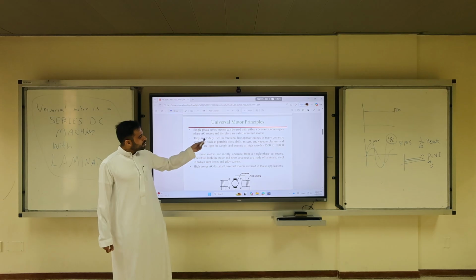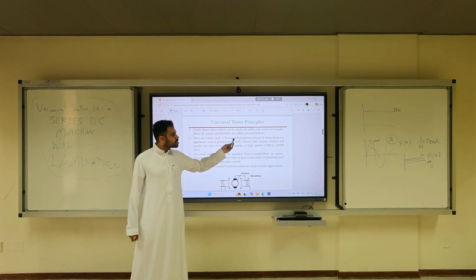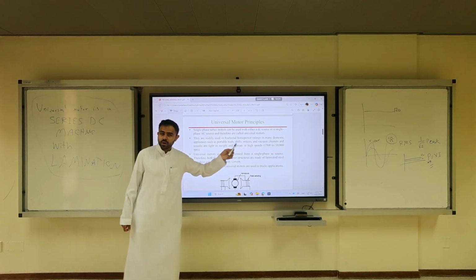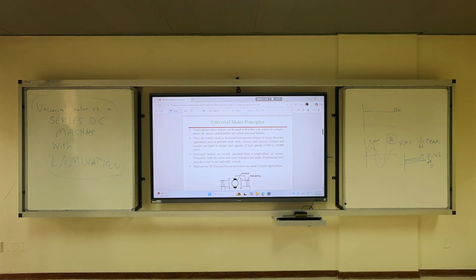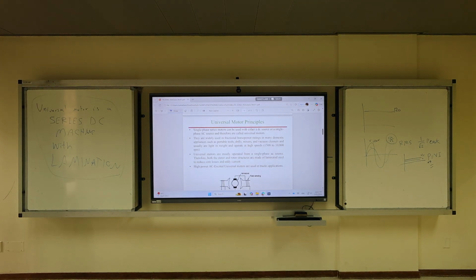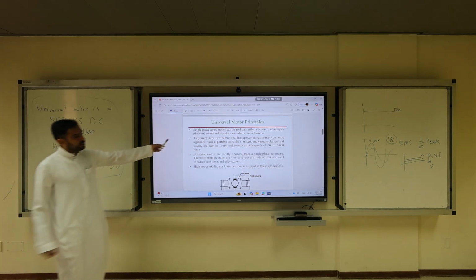This is very widely used in fractional horsepower. What does fractional horsepower mean? Think with me. Fraction means less than the horsepower. A quarter of a horsepower. How many horsepower are cars? Much better. A quarter horsepower, is that small or big? Small. So fractional means small.